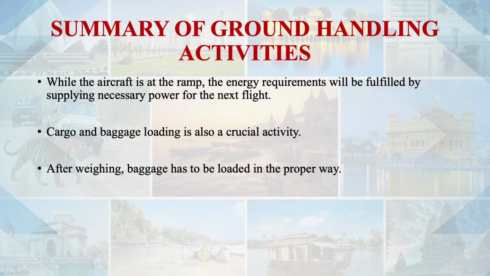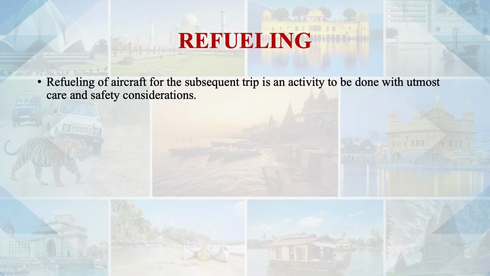Refueling of an aircraft for the subsequent trip is an activity to be done with utmost care and safety considerations. Two types of fuel are most commonly used at airports. The most common fuel is ATF, aviation turbine fuel. It's also called jet fuel, and there are a number of different grades for that, depending upon the aircraft type. Jet engines use aviation turbine fuel.